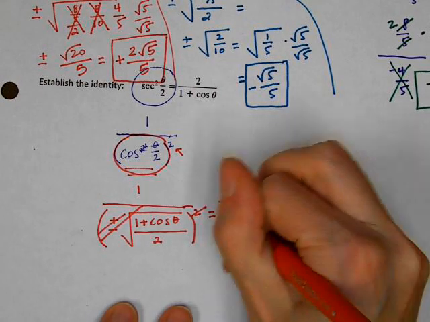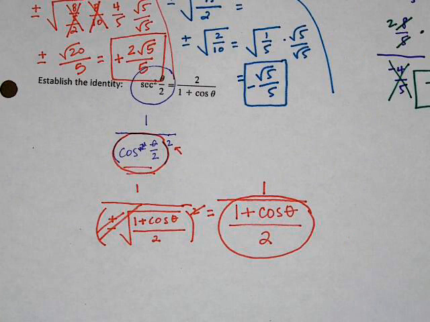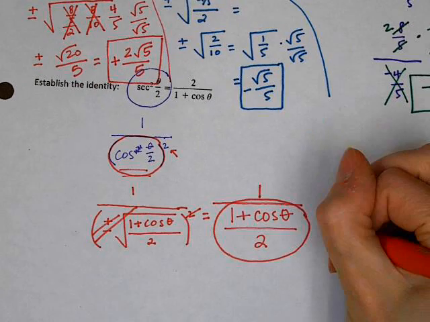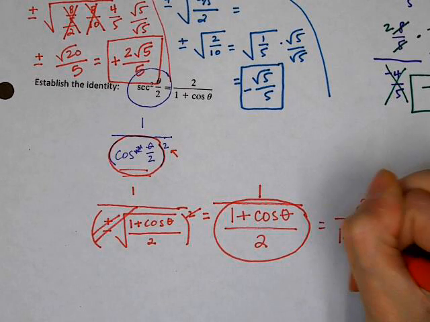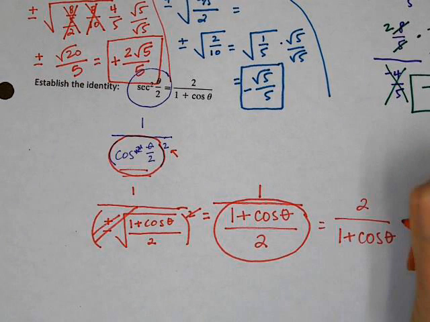Well, dividing by a fraction is like multiplying by the reciprocal. So if you just flip this, I think we're done. 2 over 1 plus cosine theta. And that's what we wanted.